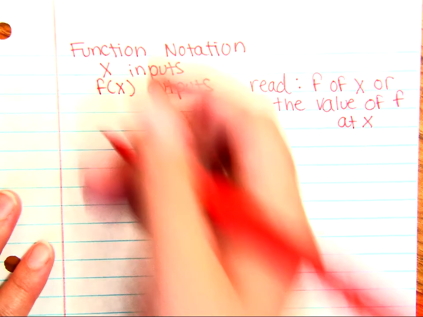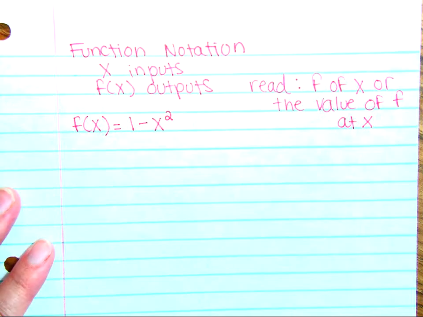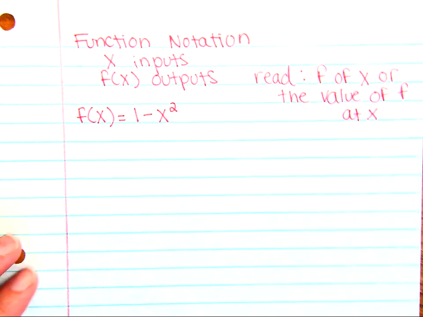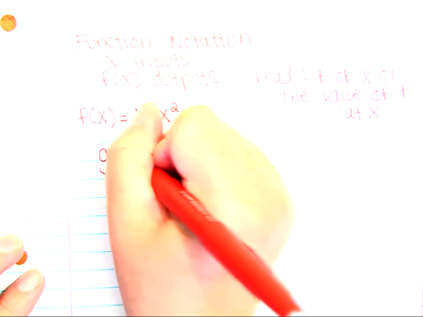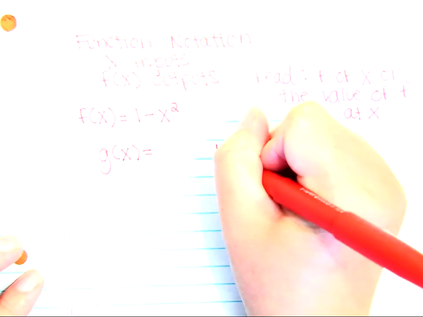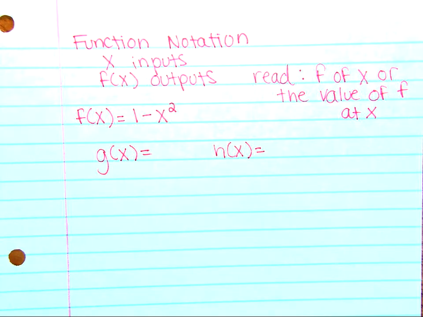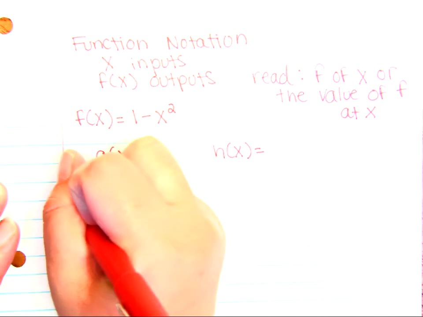So it would look something like this. Here's an example of an equation that is written in function notation. So we've got f of x instead of y equals. Okay? Other common ways, instead of having an f, you could see g of x or h of x. So you can see all of those things. Okay? Next thing I want to talk about is evaluating a function.